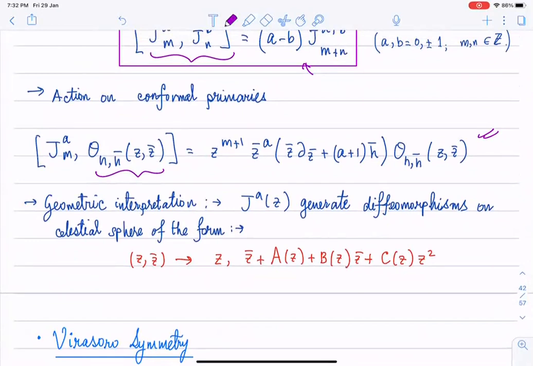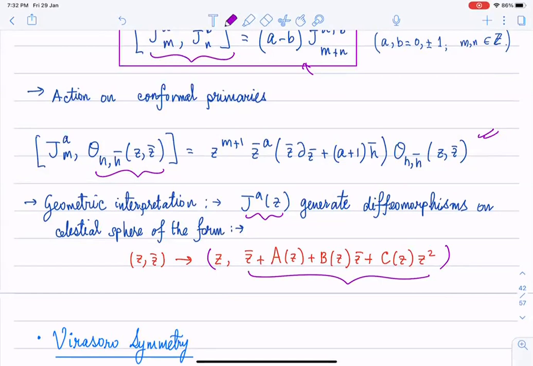which you get from the subleading soft graviton theorem. And the interpretation here is the following: you can think of this current as generating a certain class of diffeomorphisms on the celestial sphere at null infinity. And these diffeomorphisms basically take the following form. If you do a transformation of the Z and Z bar coordinates, then the Z coordinate does not change, but the Z bar coordinate actually shifts by some function like this, where A of Z, B of Z, and C of Z are some arbitrary functions of Z.